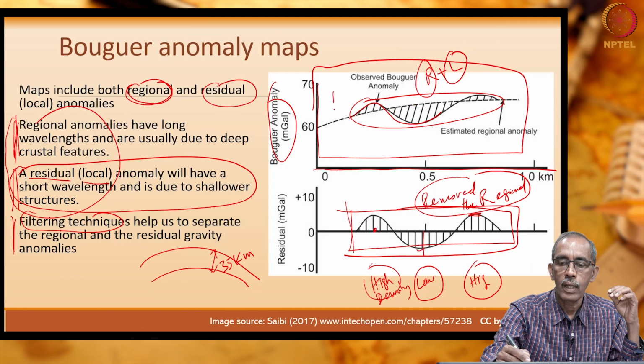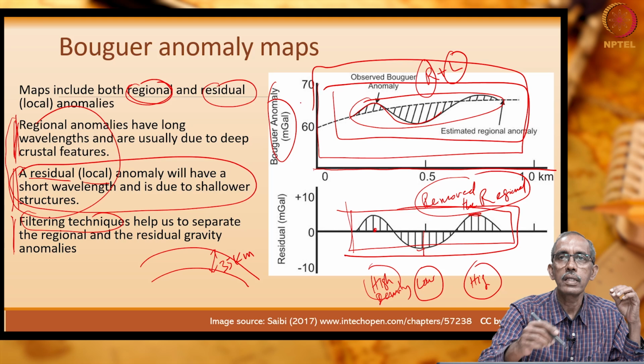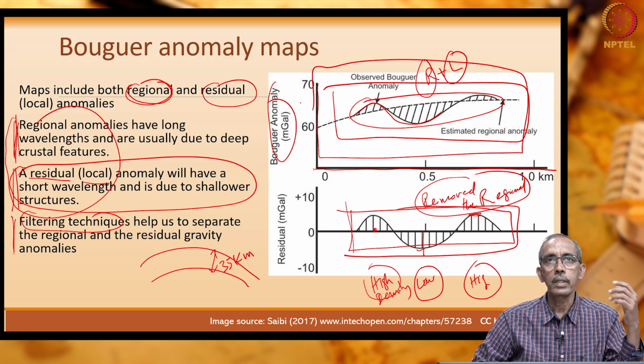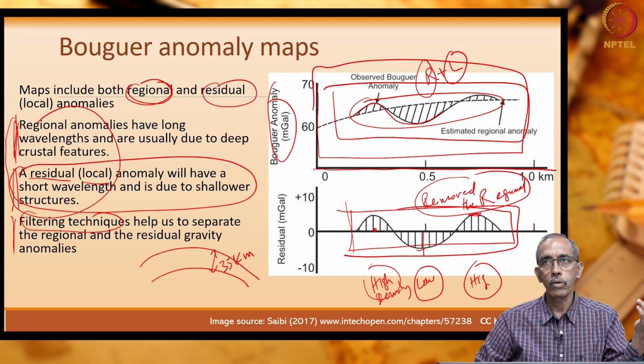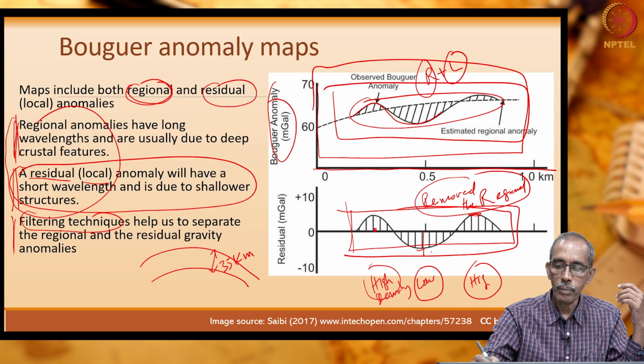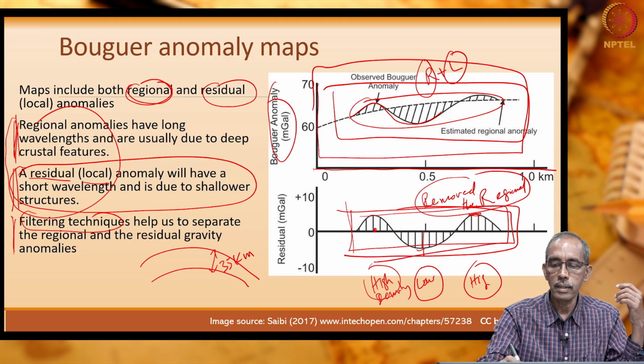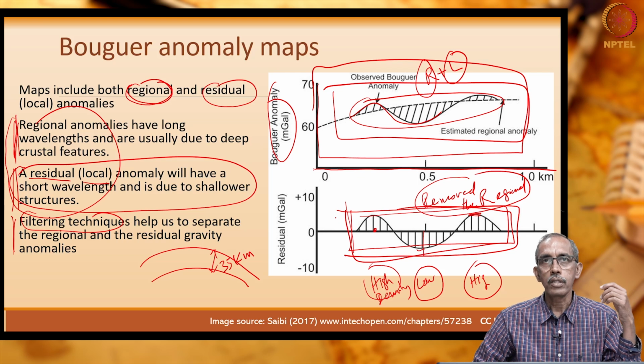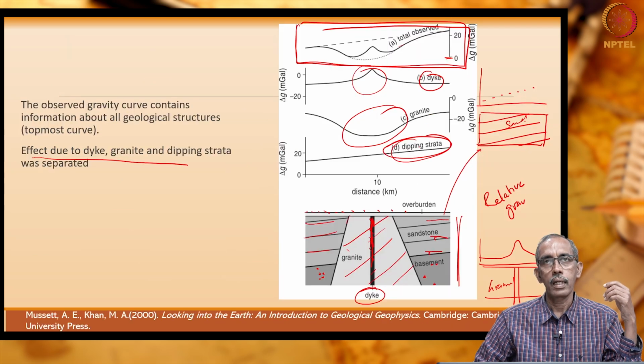So, in this profile, we see both the effect of regional as well as local, also known as residual anomalies, measured. Then using some technique, we have removed the regional effect and we have plotted just the residual anomaly, right.